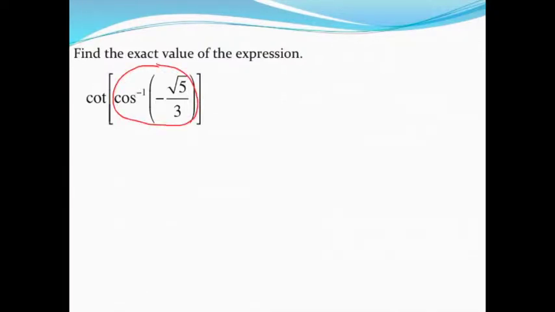So I'm asked to find the angle whose cosine would get me a ratio of negative square root of 5 over 3. So to help me figure out what's going on, I'm going to start with a picture. I'm going to start with a right triangle. Now, since the cosine is negative, I need to figure out what quadrant to draw my triangle.